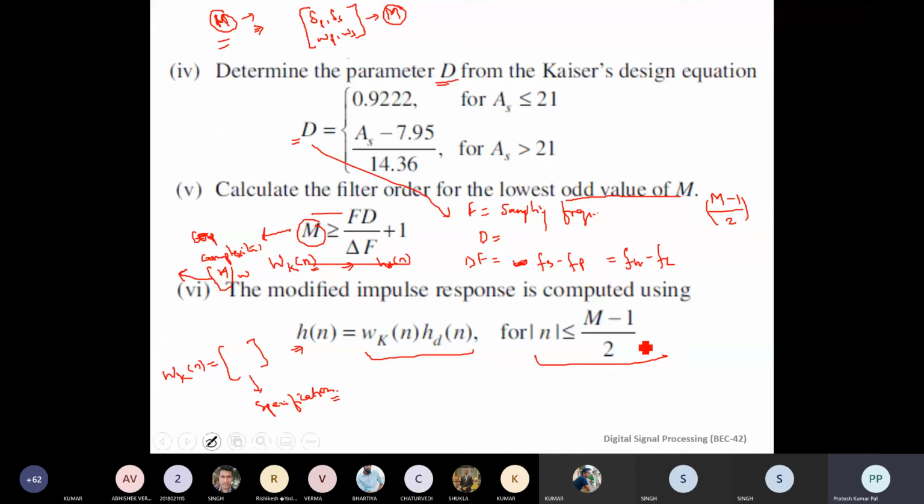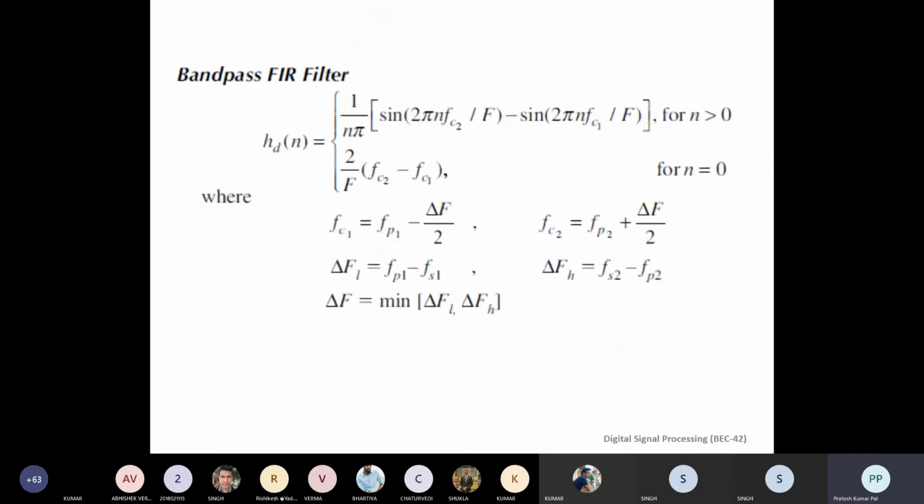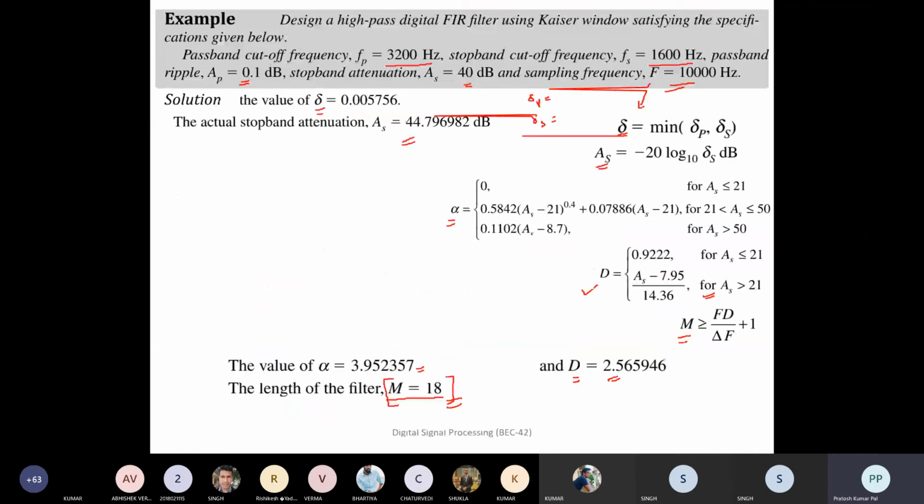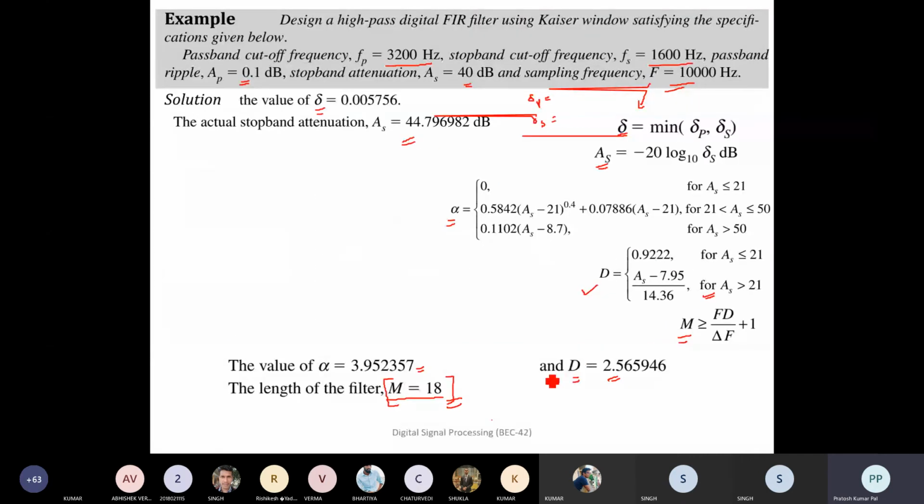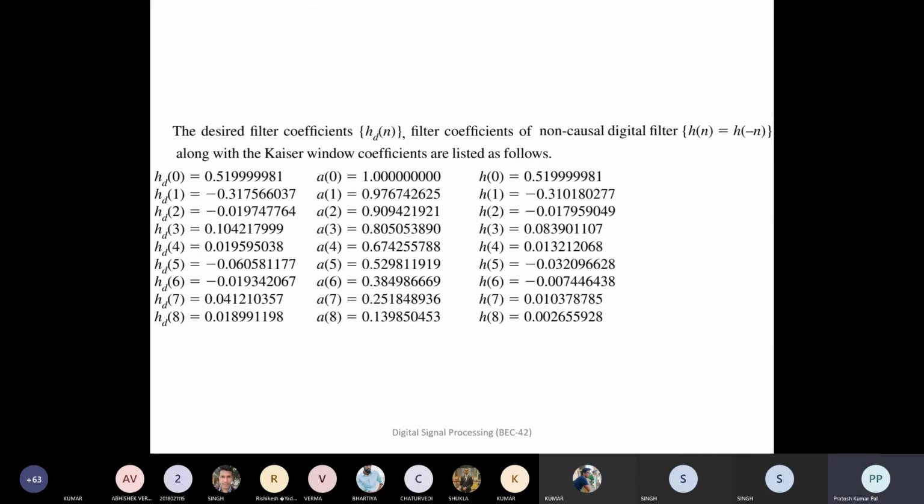So we will be making M so that (M minus 1) divided by 2 should be an integer, because N should always be an integer. That's why we will be considering this M value in all the cases to be odd. So if it comes out to be 18, we will make it 19.